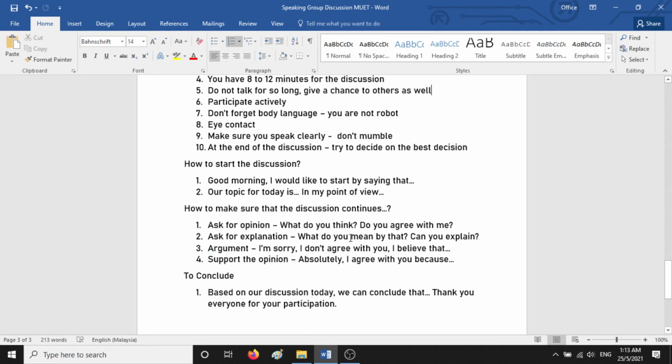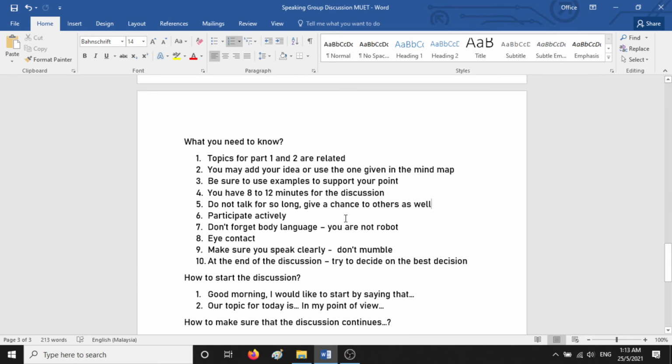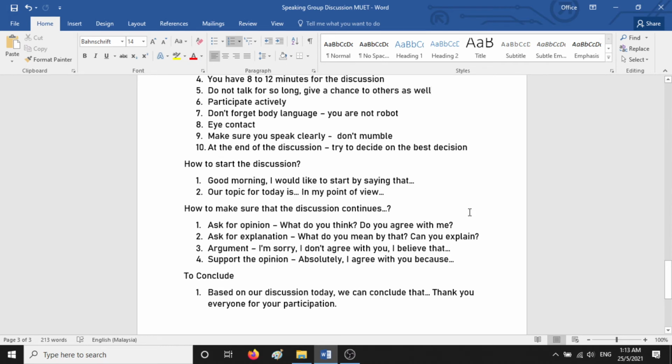The second way is to ask for explanation. What do you mean by that? Can you explain? Meaning that when somebody explains a point, for example, candidate B was trying to talk about mood changes, and then you interrupt and say, sorry, what do you mean by that? Can you explain? Just to make sure that candidate B continues talking.